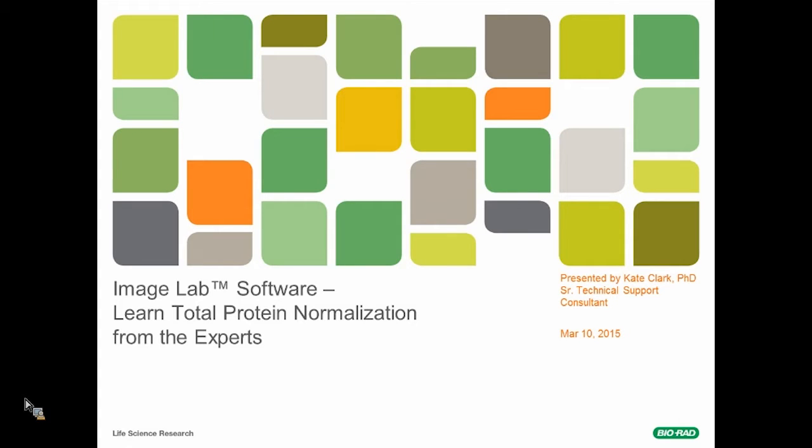First, let's look at the topics we'll be covering. Today's webinar is ImageLab Learn Total Protein Normalization. We'll focus on the process of analyzing data from chemiluminescent blots using ImageLab software. We'll be comparing total protein normalization to housekeeping protein normalization. We'd like to provide you with simple steps to successfully and accurately analyze Western blot data. ImageLab makes this data analysis easy because it's automated wherever possible.